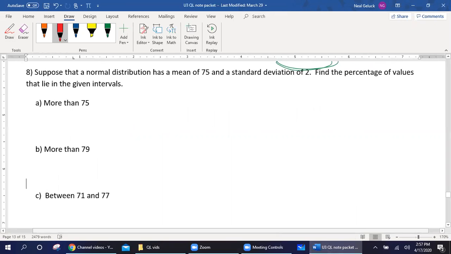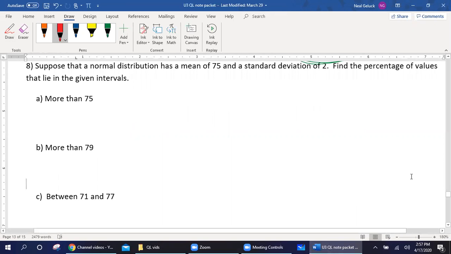I'm going to draw a bell-shaped curve with the information given. So how do we do this? A normal distribution has a mean of 75, standard deviation of 2. Okay, what does this mean?